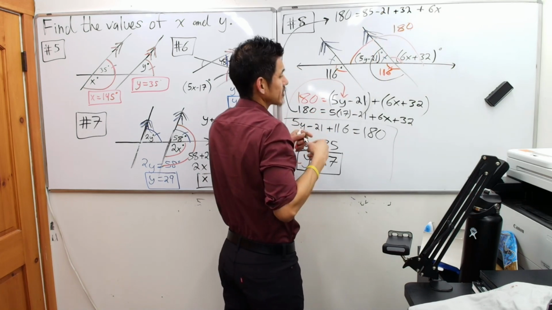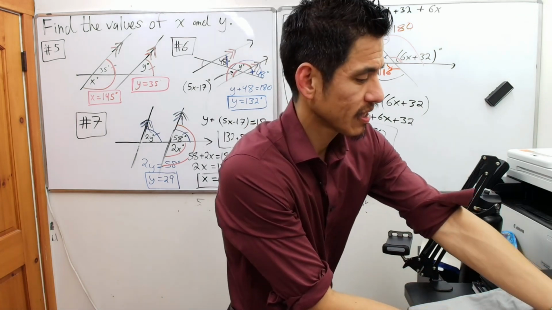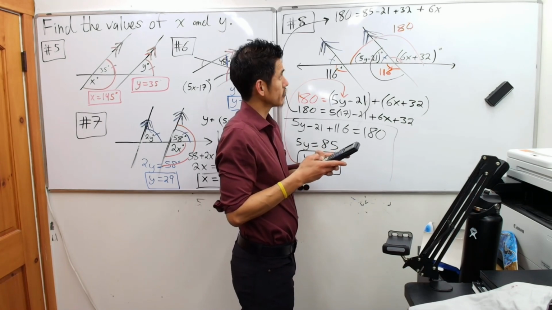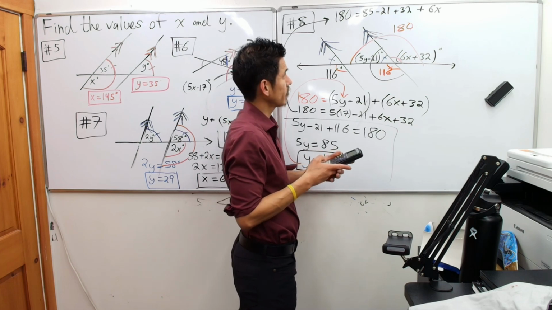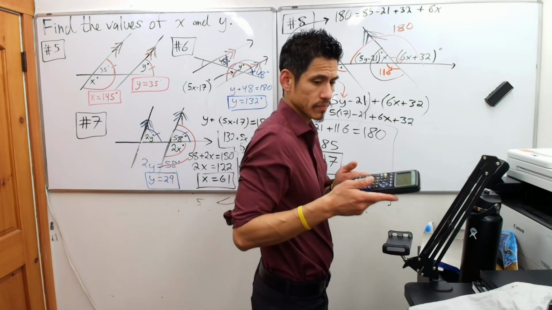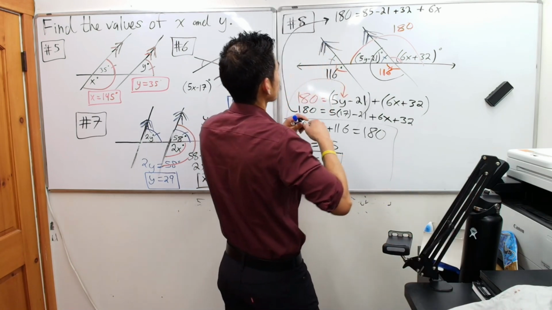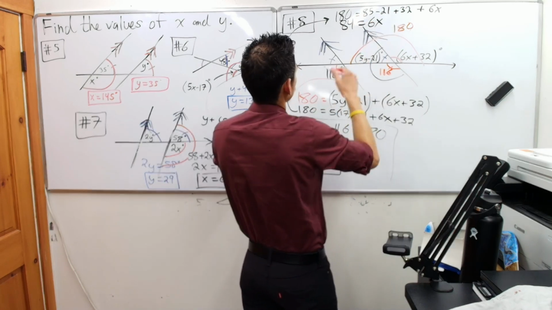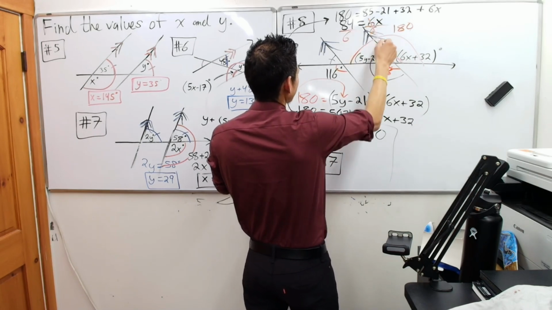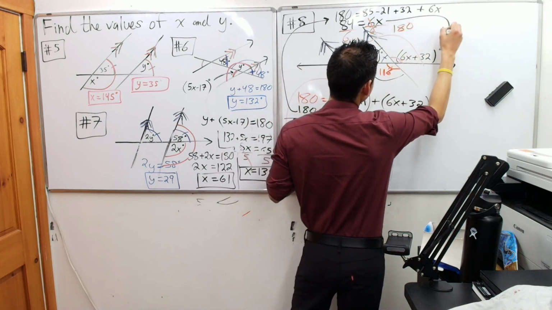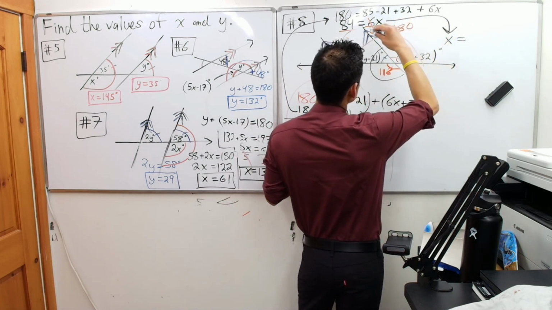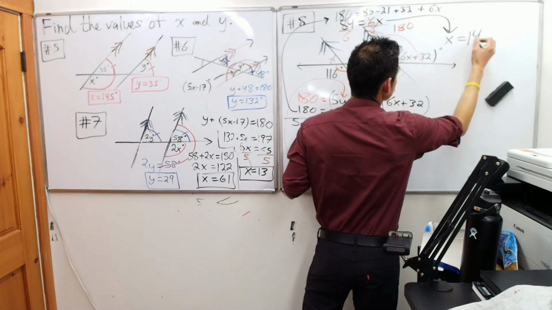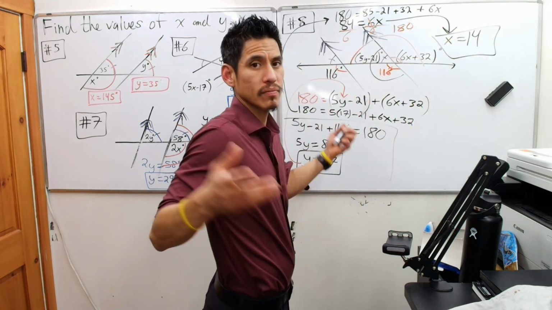Let's get rid of all this mess. Needs to be efficient here. So 180 minus 85 plus 21 minus 32 gives 84 equals 6x. Divided by 6, and you will get that x is what? 14? Yes, 14 degrees. All right, cool.